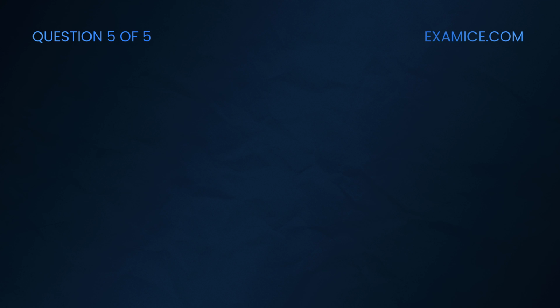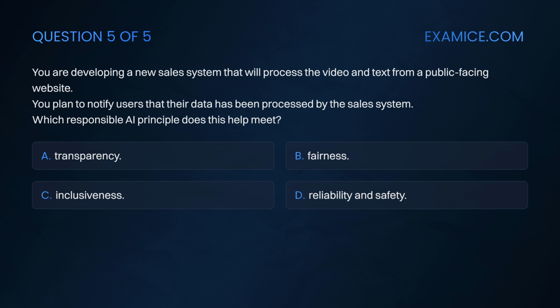Question 5. You are developing a new sales system that will process the video and text from a public-facing website. You plan to notify users that their data has been processed by the sales system. Which responsible AI principle does this help meet?